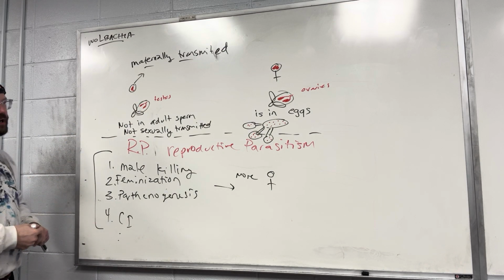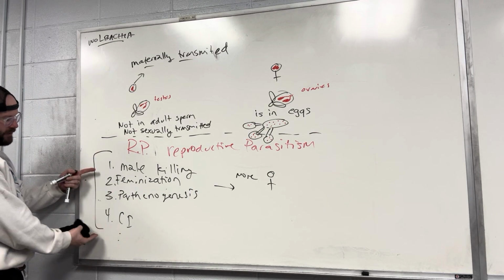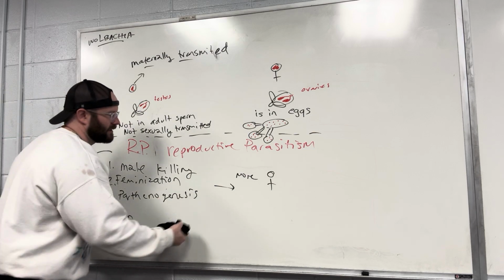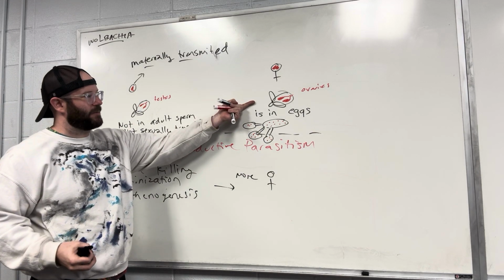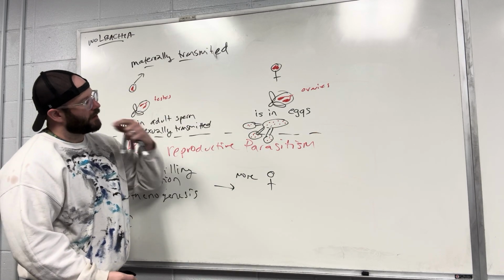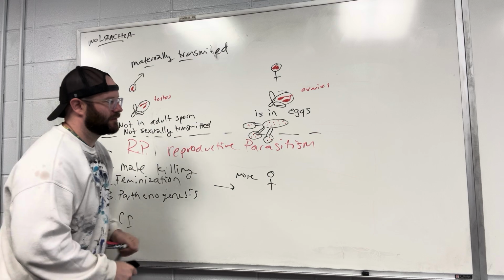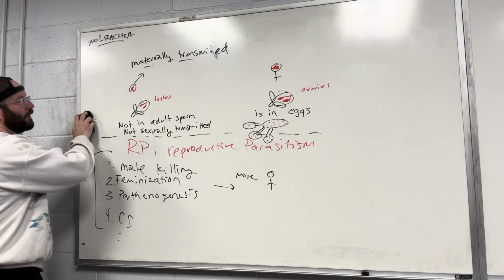And that's the main reason why it has evolved to manipulate reproduction in a way that creates more females, because every female is a new host where it can pass on thousands of its brothers and sisters, brother and sister Wolbachia, to the next generation, okay?